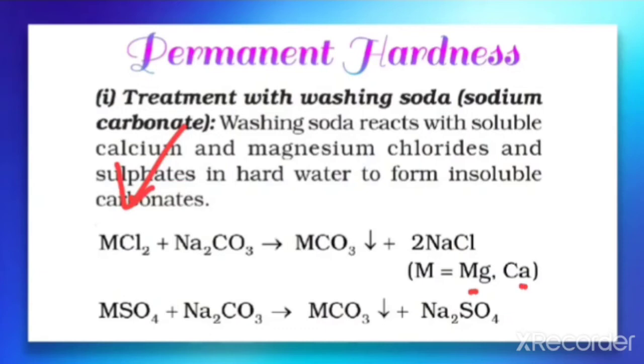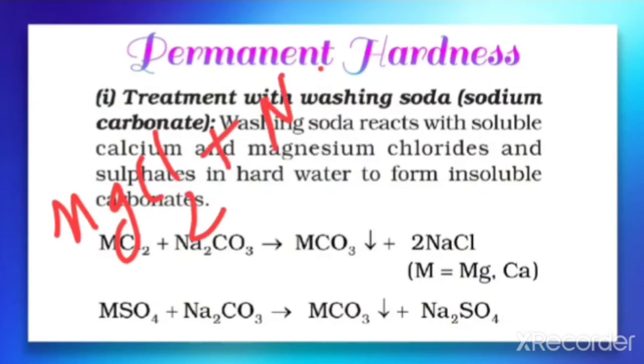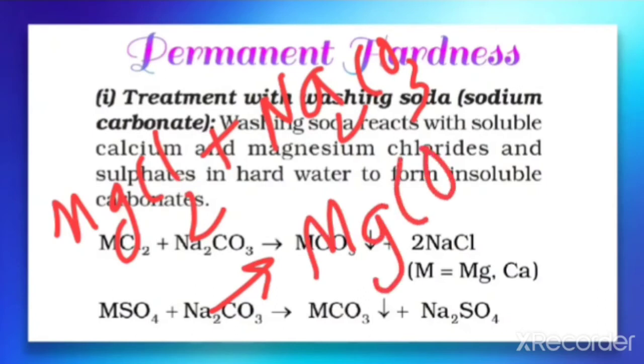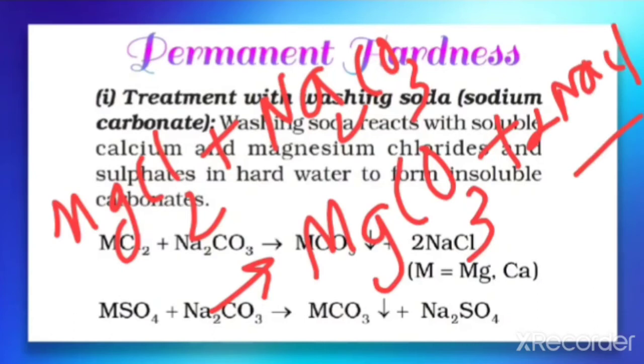Together we write in a general form: MCl2 plus Na2CO3 gives MCO3 plus 2NaCl. Now you can rewrite this equation with a particular example like magnesium chloride: MgCl2 plus Na2CO3 gives MgCO3, magnesium carbonate, and 2NaCl. Here the general equation is given, so you can try this equation for calcium also. How will the reaction be? Calcium chloride plus sodium carbonate gives calcium carbonate plus 2NaCl.